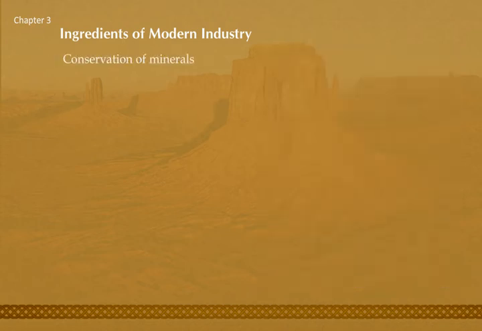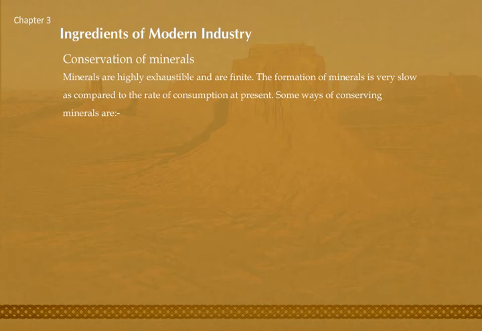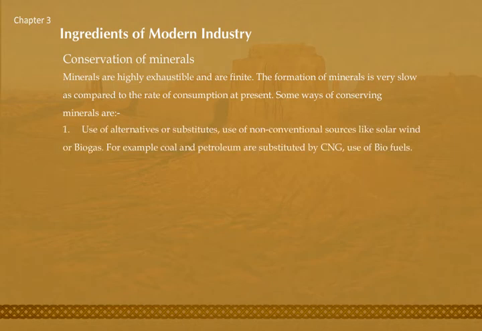Conservation of minerals. Minerals are highly exhaustible and are finite. The formation of minerals is very slow as compared to the rate of consumption at present. Some ways of conserving minerals are: 1. Use of alternatives or substitutes. Use of non-conventional sources like solar, wind, or biogas. For example, coal and petroleum are substituted by CNG.